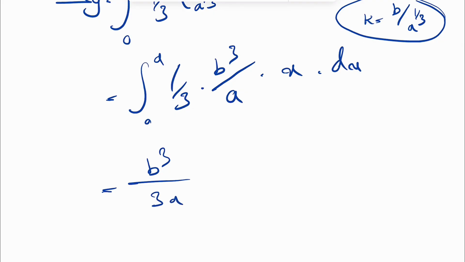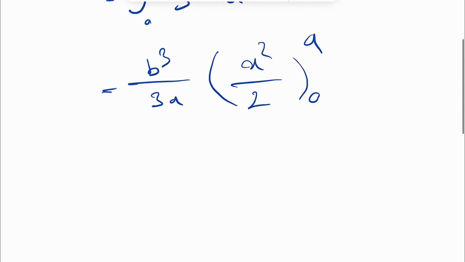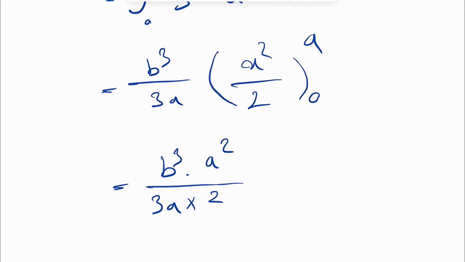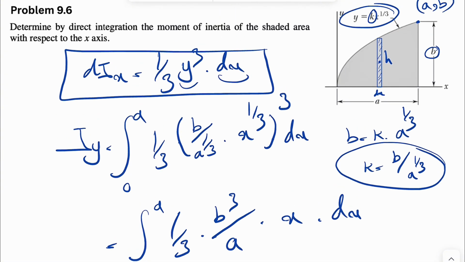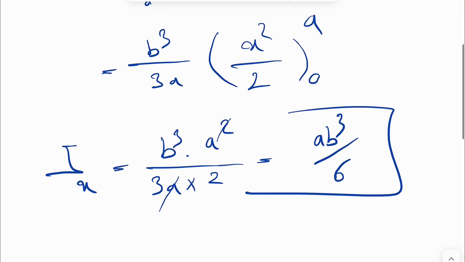And we can take out all the constants here. b cubed over 3a, and we have the integral of x, which is x squared divided by 2, moving from 0 to a, and that's going to give us b cubed a squared divided by 2 times 3a. So we can cancel one of the a's. That's going to be a b cubed over 6, and that is the moment of inertia with respect to the x-axis. I don't know why I put y in here. This is Ix.